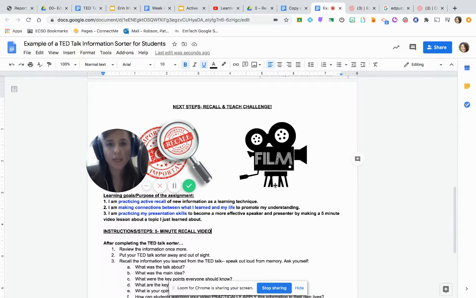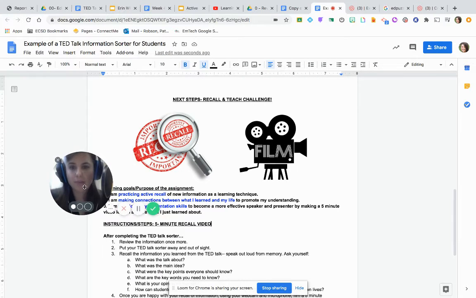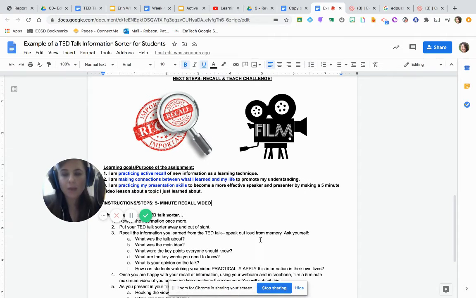The challenge of recalling and teaching. What specifically are we trying to accomplish through this assignment? The first learning goal is to practice active recall. It's a very effective way to learn and to study, and so we're going to practice it. The second thing we want to do is learn how to make connections between what I learned and my life so that I can better remember it. And the last goal is to practice your presentation skills to become a more effective speaker.